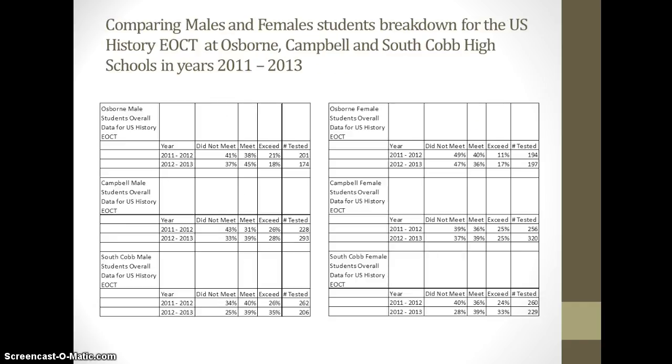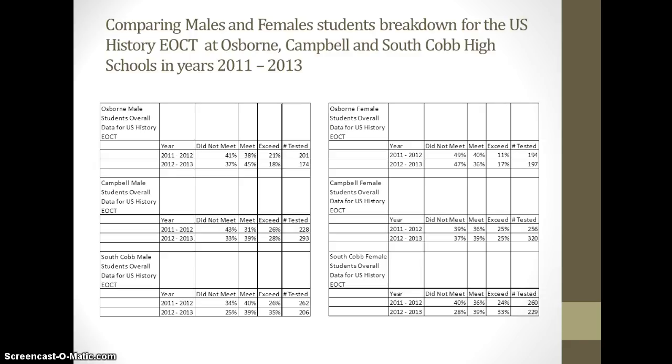So now we're looking at comparing the male and female students breakdown of the three high schools in the South Cobb region: Osborne, Campbell, and South Cobb. On the slide, you'll see the breakdown of the gender comparing the three schools in close proximity in the southern region over the 2-year period of 2011 to 2013. Examining the data, both the males and the females have very comparable meet percentages. However, Osborne's exceed percentages are a little lower than both Campbell and South Cobb. Besides the lower exceed numbers, all the results are fairly comparable.